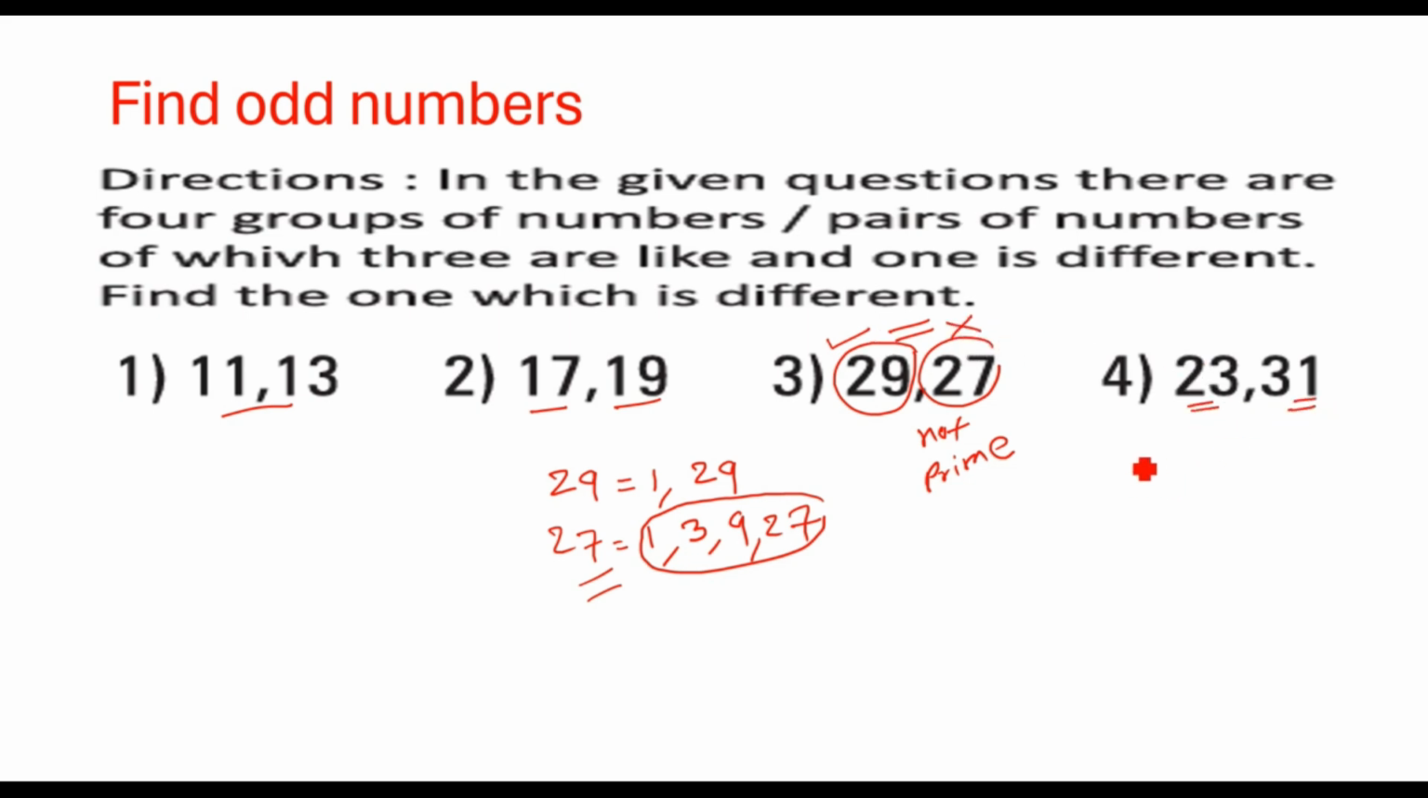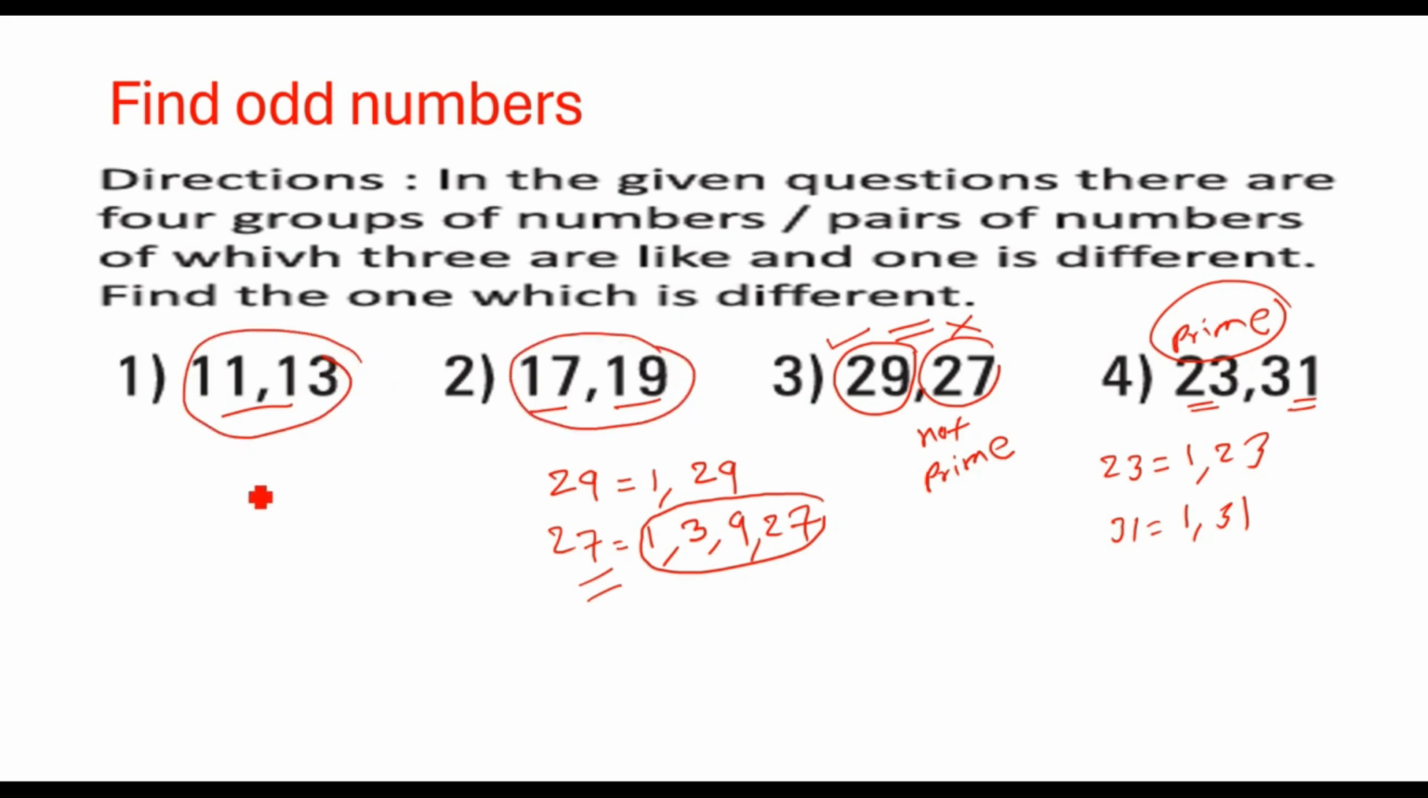23 and 31: 23 is divisible by 1 and 23, and 31 is divisible by 1 and 31. So this is also a prime pair. So the fourth option is a prime pair, the second option is a prime pair and the first option is a prime pair.